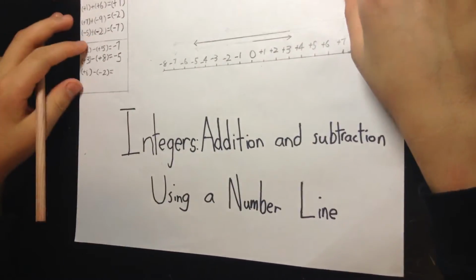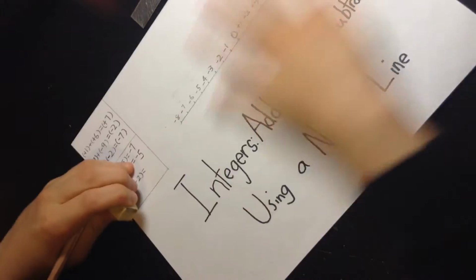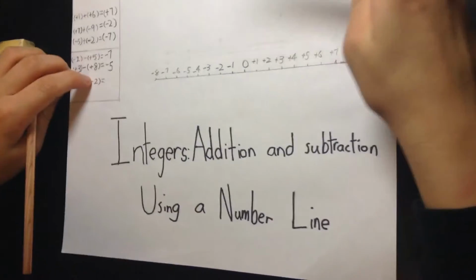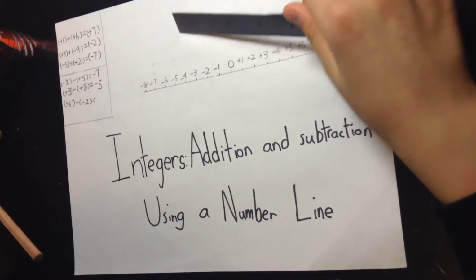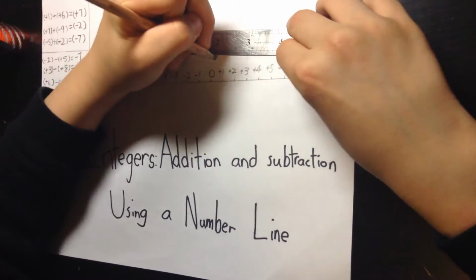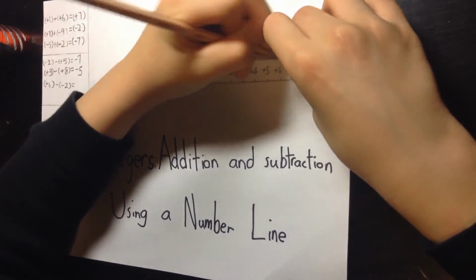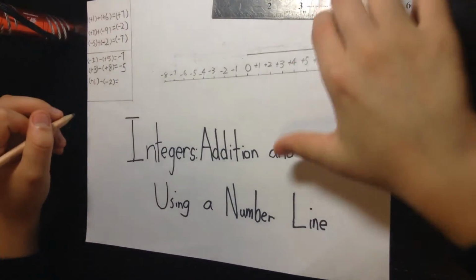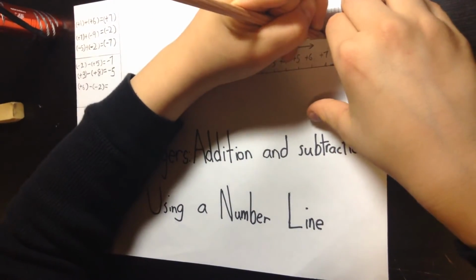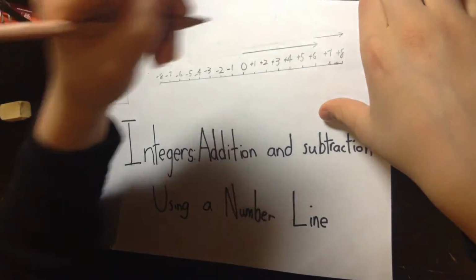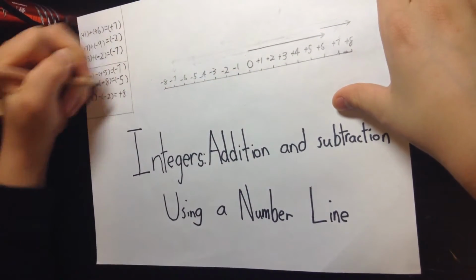Now for the final question. I should probably erase this. For the final question, I have positive 6 minus negative 2. So positive 6, 1, 2, 3, 4, 5, 6. And then for the negative 2, instead of going left, you go right. 2. Okay.